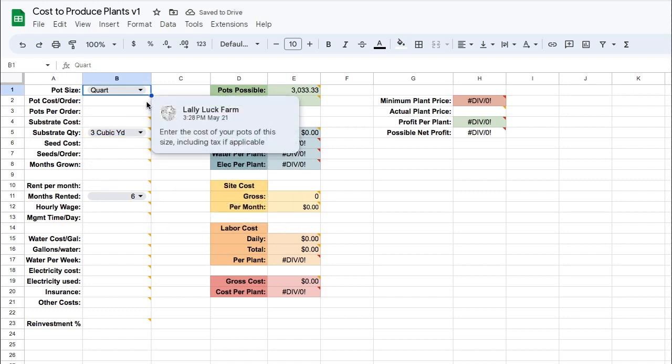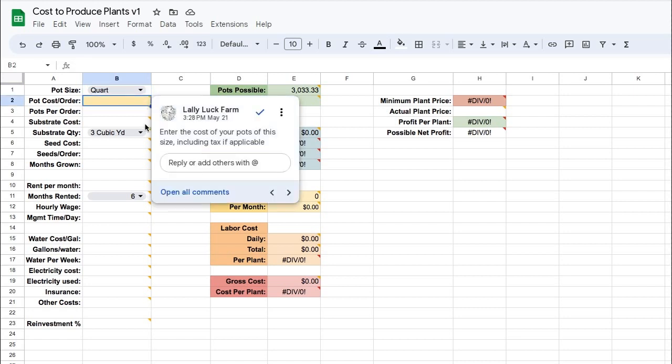And in this field, you can enter the cost of your pots, including the tax. So if you order a stack of pots or an order of pots from, say, a nursery supply warehouse or a gardening supply warehouse, or for some reason you went to your box store and bought them a la carte, don't do that. It's too expensive. But you could put that in here.